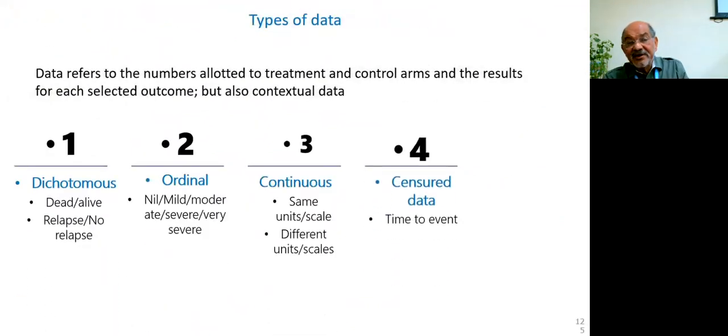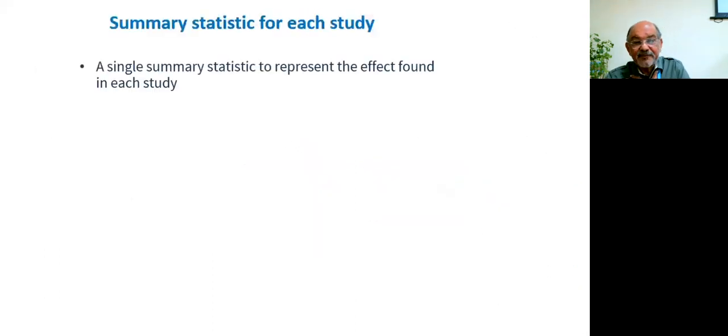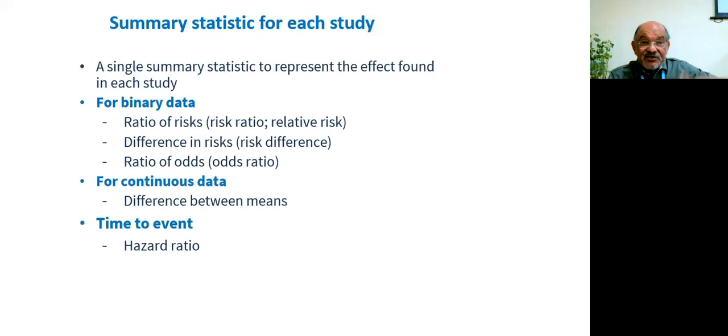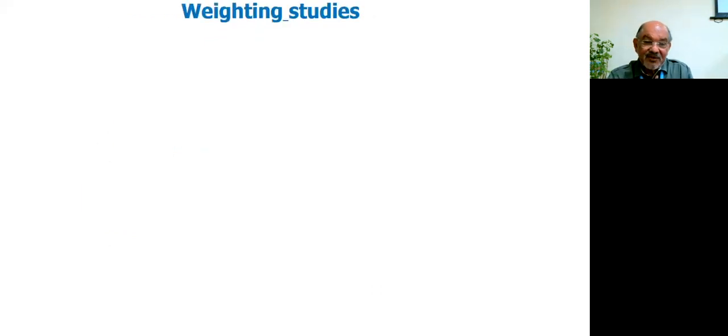So the kind of data you can get is dichotomous, dead or alive; ordinal, mild, moderate, severe; continuous; censored data. All of this, in the afternoon, you will go through how to deal with all of that. And the statistics you're using for binary data are risk ratio or odds ratio or risk difference, or mean difference or time to event. Okay.